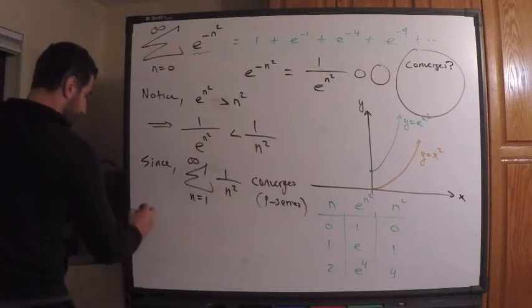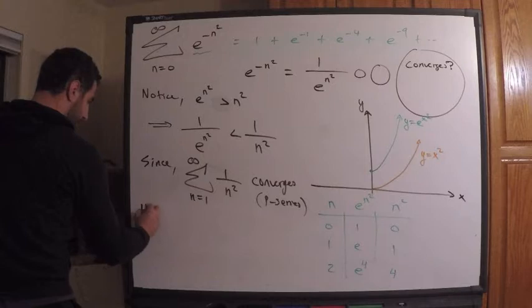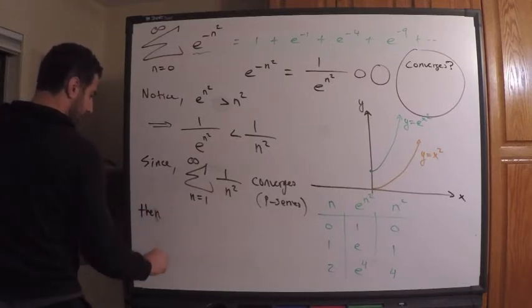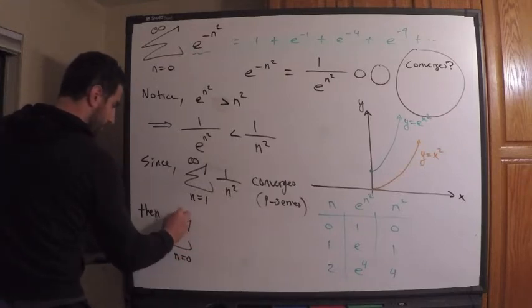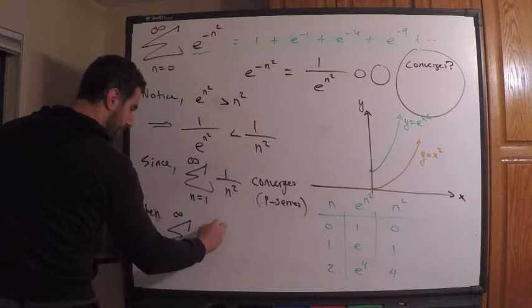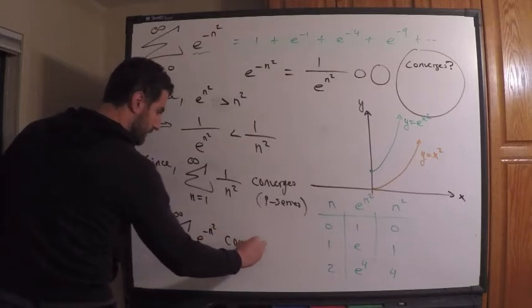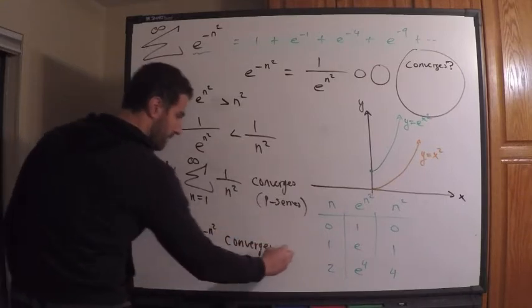Therefore, well, actually, just say then this series also converges. E to the negative n squared converges by comparison.